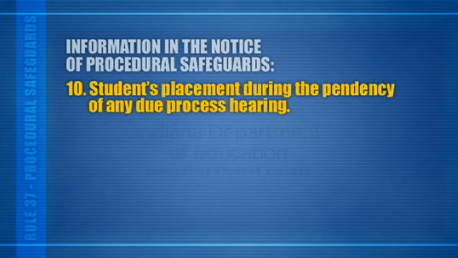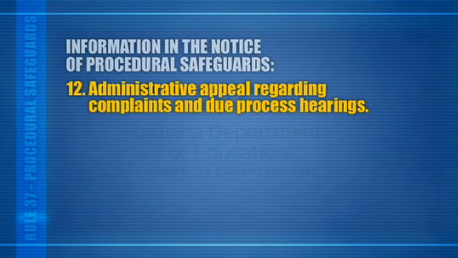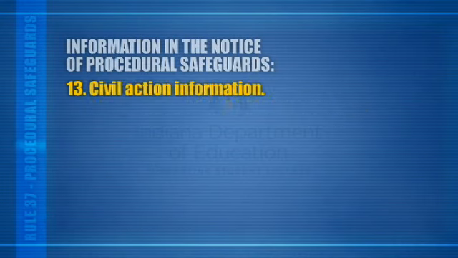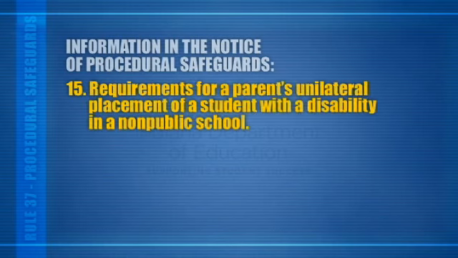10. The student's placement during the pendency of any due process hearing. 11. Due process hearings, including requirements for disclosure of evaluation results and recommendations. 12. Administrative appeal regarding complaints and due process hearings. 13. Civil action, including the time period in which to file a civil action. 14. Attorney's fees. 15. The requirements for a parent's unilateral placement of a student with a disability in a non-public school at public expense.